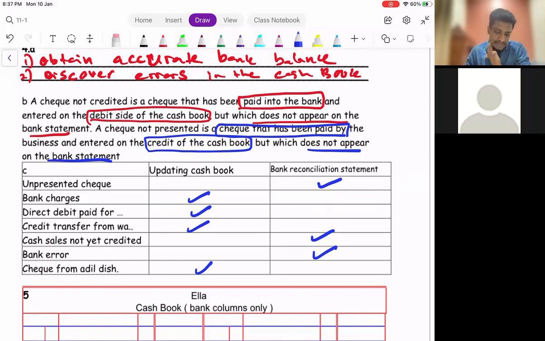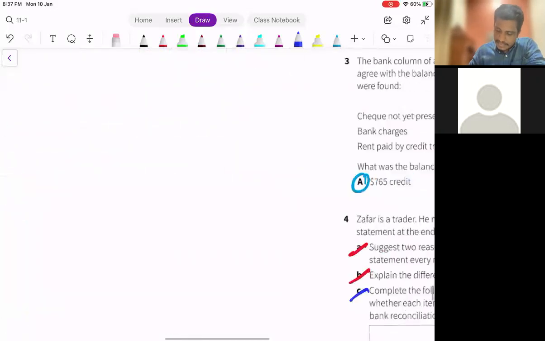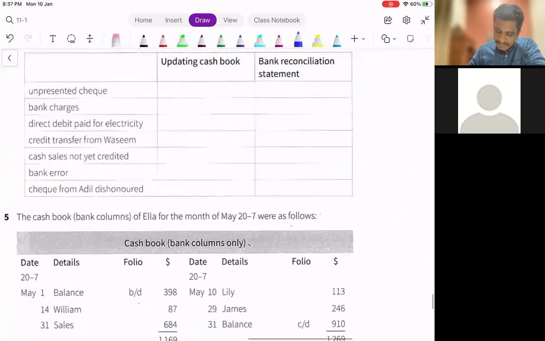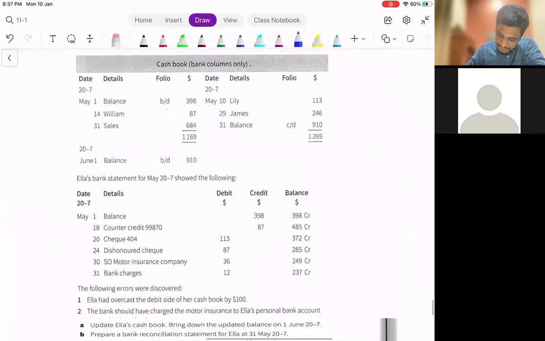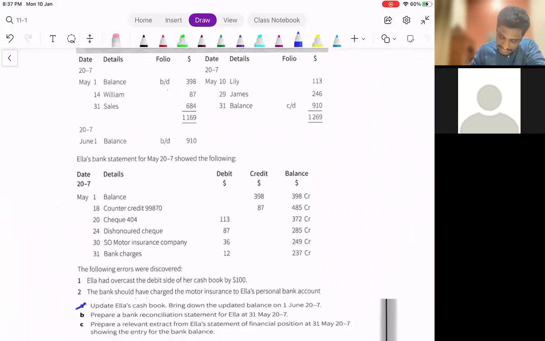Okay, I think we are done with the question number 4. Done. That's it. Then now we are doing question number 5. Okay, this is question number 5. The question asked me to update the cash book, prepare the bank reconciliation, and prepare the statement of financial position. So we do one by one. First, before we do the updated cash book, I need to find the problems. What are the problems?